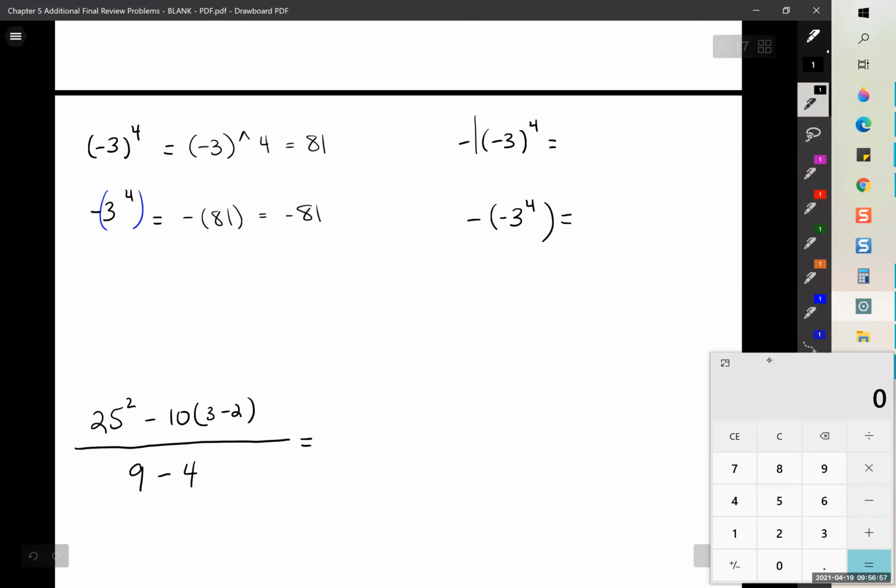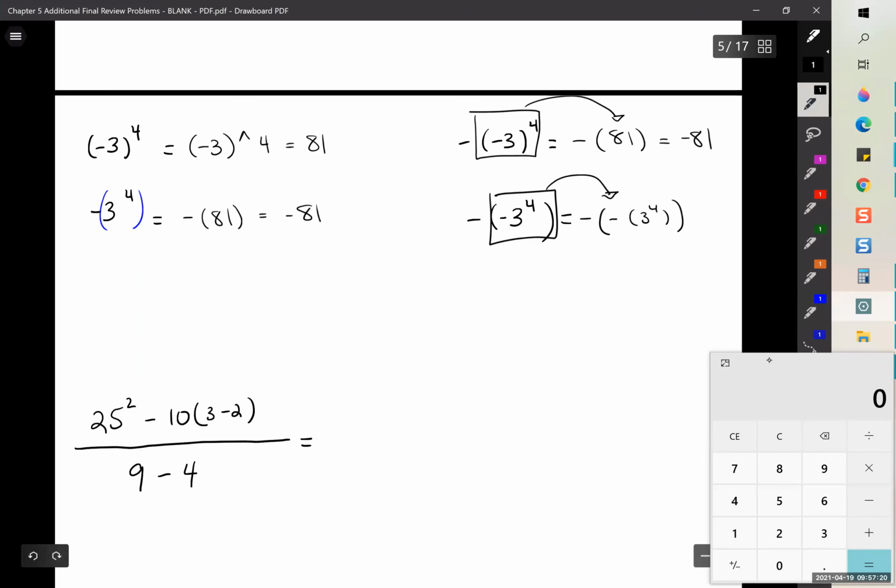So here, we've got 2 steps. Figure out what's inside the parentheses first and then apply the negative. Negative 3 raised to the 4th power is positive 81. And then we apply the negative. Whereas as we simplify this, we've got negative 3 raised to the 4th, minus a negative becomes a positive.